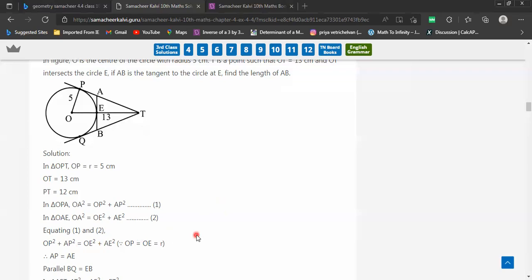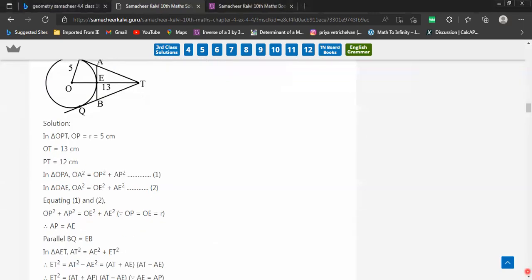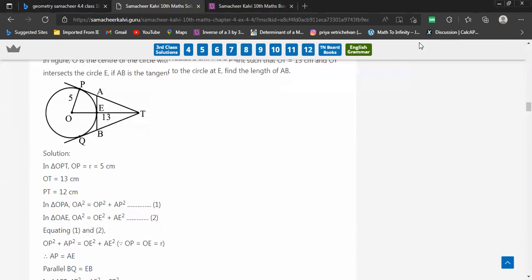Sorry. So from that we can say OP is equal to OE. If OP and OE are equal, we can cancel the OP square and OE square. So we'll be having AP square equal to AE square. So you can write AP is equal to AE also from that, if you apply square root on both the sides. So AP is equal to AE.